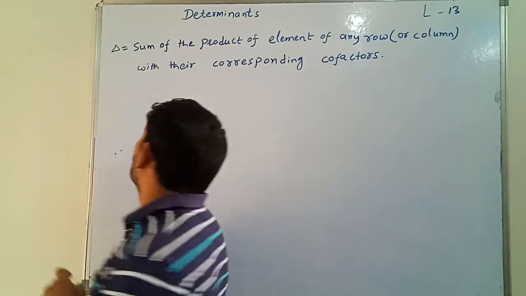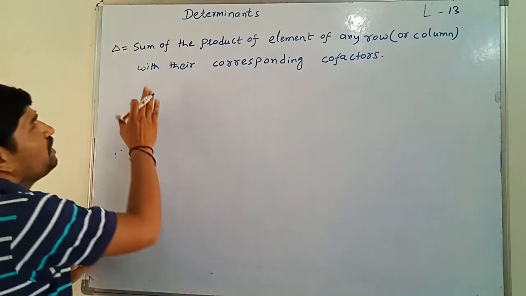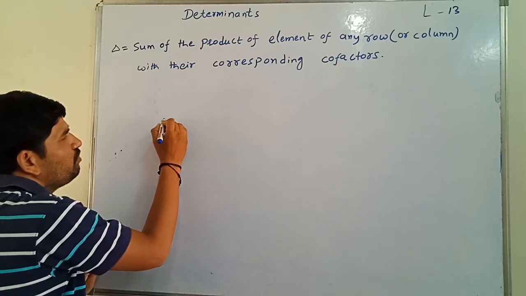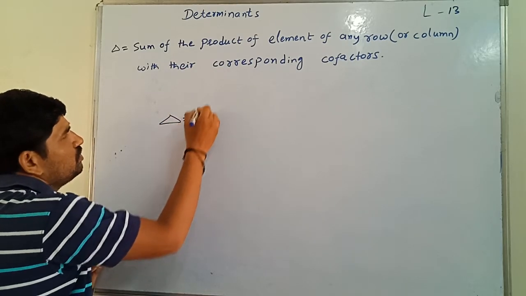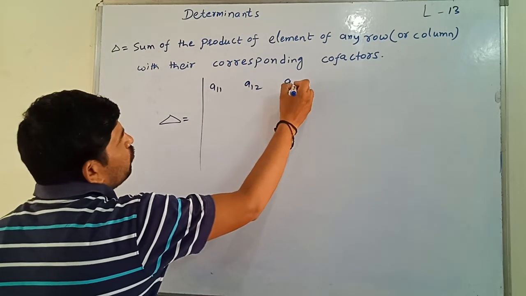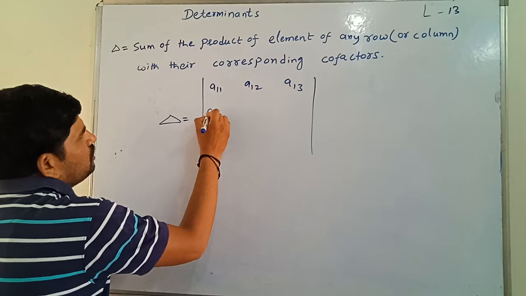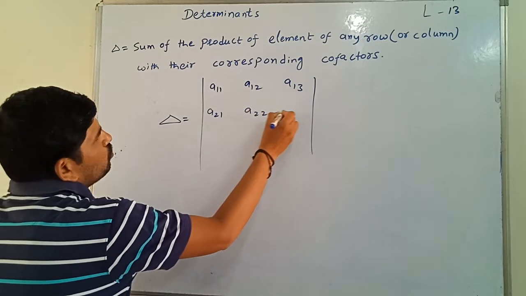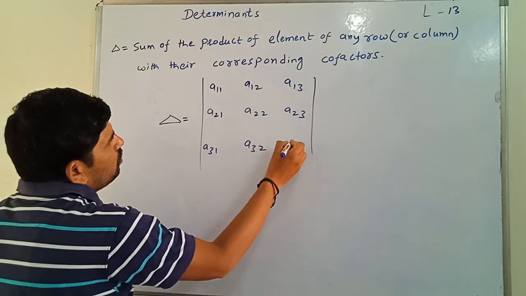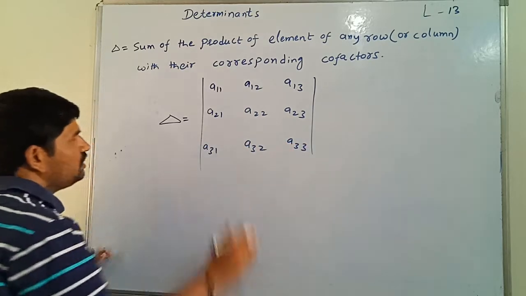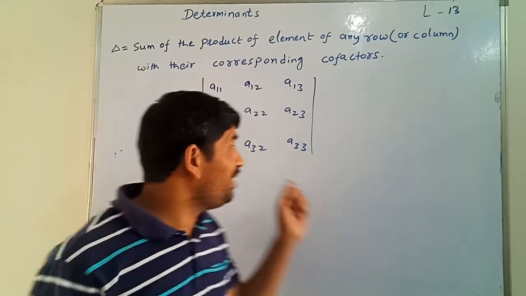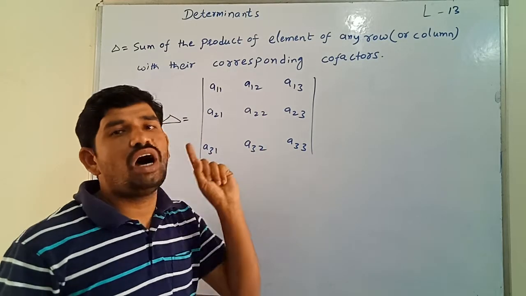See what the note on this board contains. I will explain it, taking one example here. The determinant: I will write A11, A12, A13. Next one is A21, A22, A23. Again A31, A32, A33. This is the determinant on this board. Suppose I say: expand this determinant along R1.